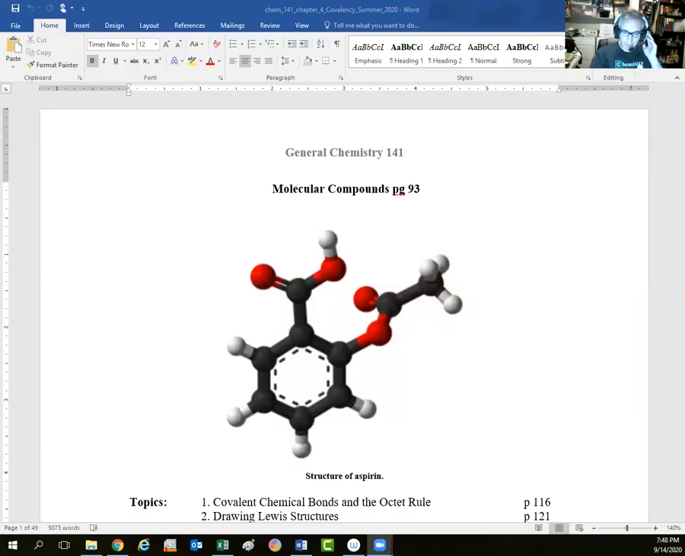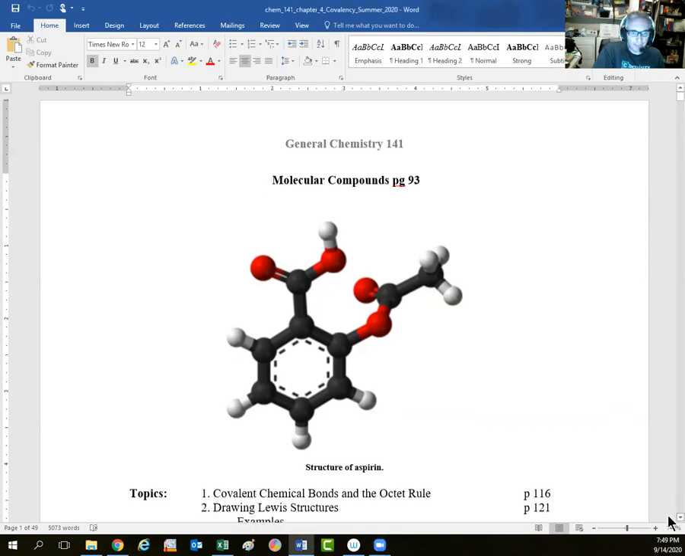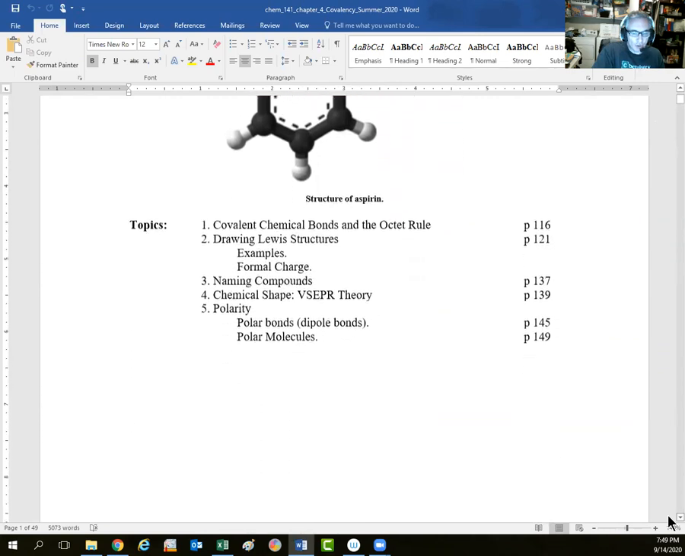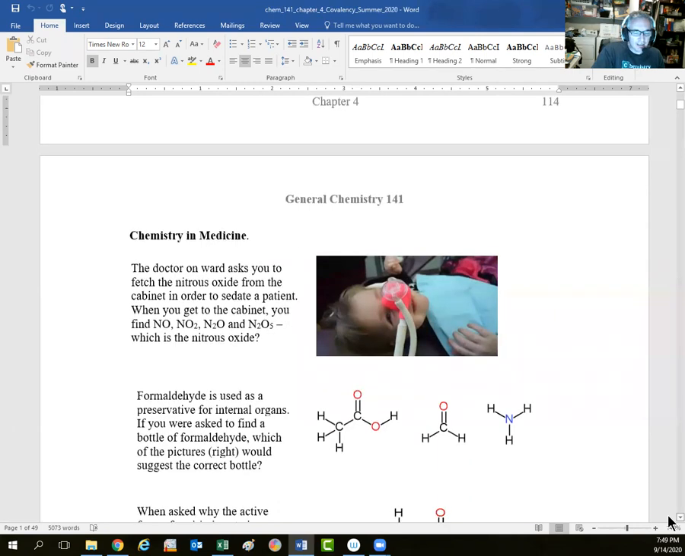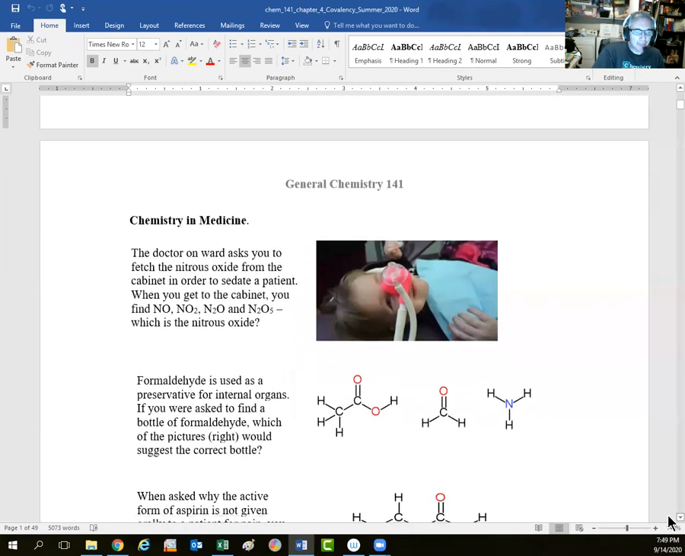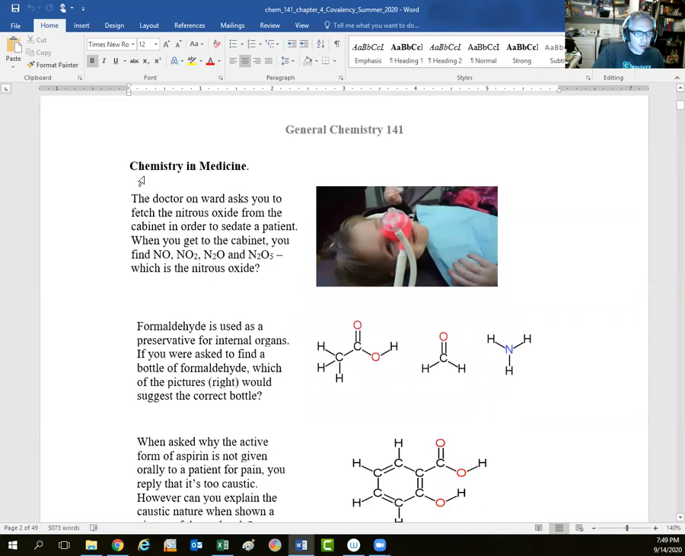Hello there. Let's take a look at chapter 4, the covalency chapter that we'll be going over for the next 2 weeks, and see what we can do to get started. As we always do, we'll take a look at some of the ideas in chemistry which relate to medicine with a couple of scenarios to whet our appetite.